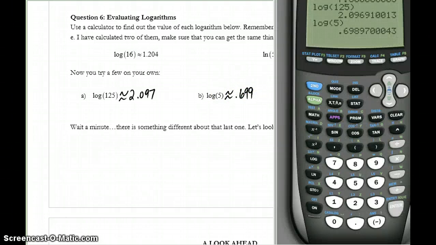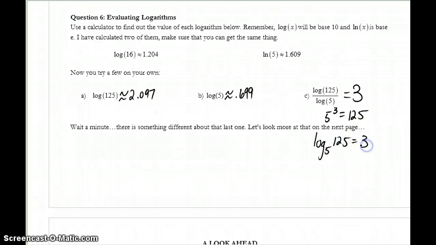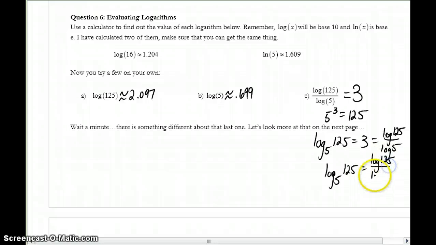And then the last one, if I take log of 125, close the parentheses, divided by log of 5, close the parentheses, I get exactly 3, which is curious, since those other two values were just random-seeming decimals and this one is 3. What's even more curious is that 5 cubed equals 125, which means that log base 5 of 125 is equal to 3. But we just said that log of 125 over log of 5 was equal to 3, which means that log base 5 of 125 is equal to log of 125 over log of 5.